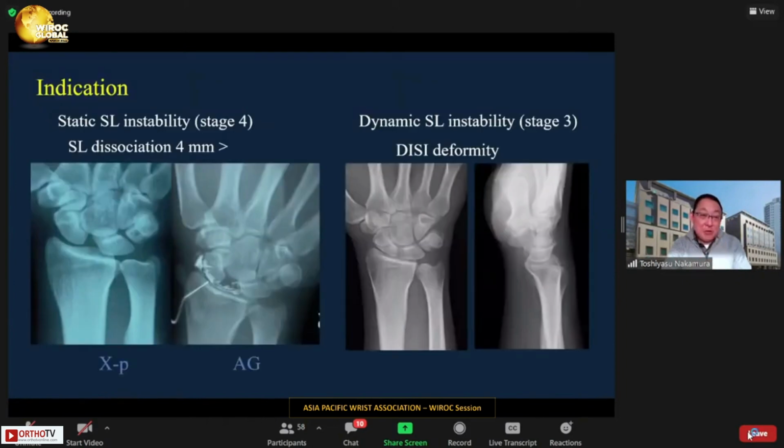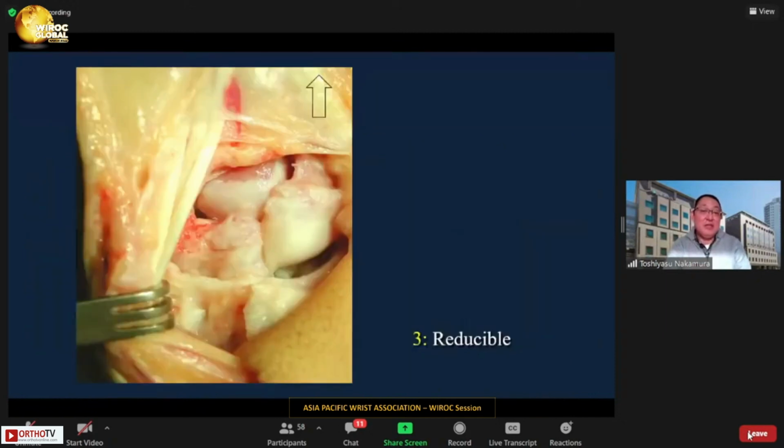Indications for this surgery were static SL instability with more than 4 mm SL gapping, or dynamic SL instability showing a DISI deformity. Then this is quite important: the indication requires that it can be reducible during surgery.